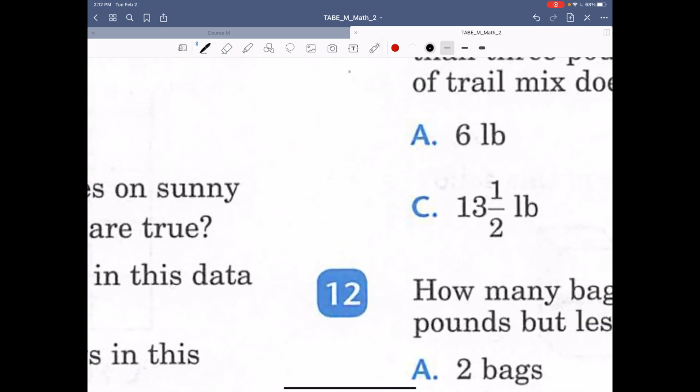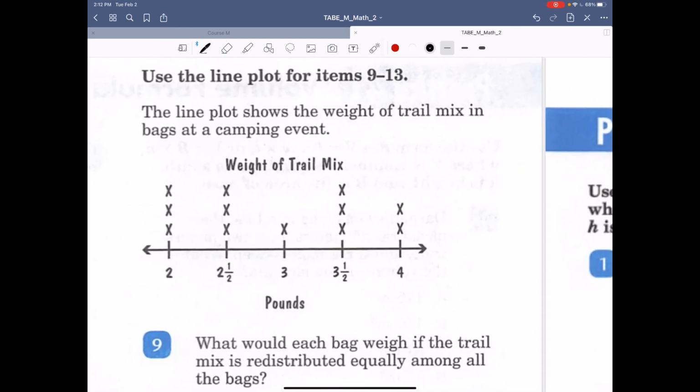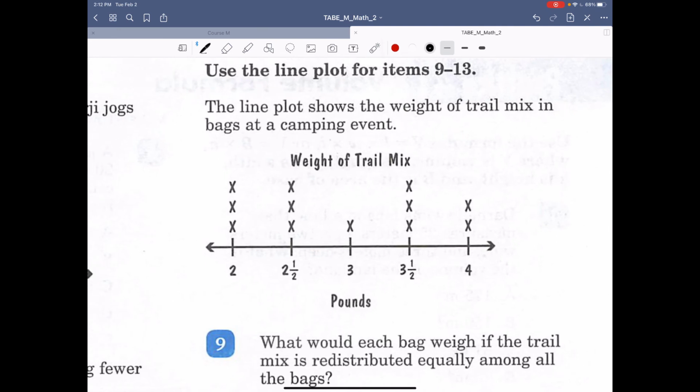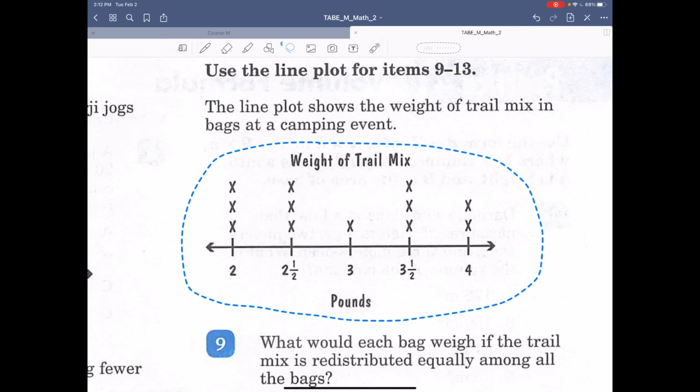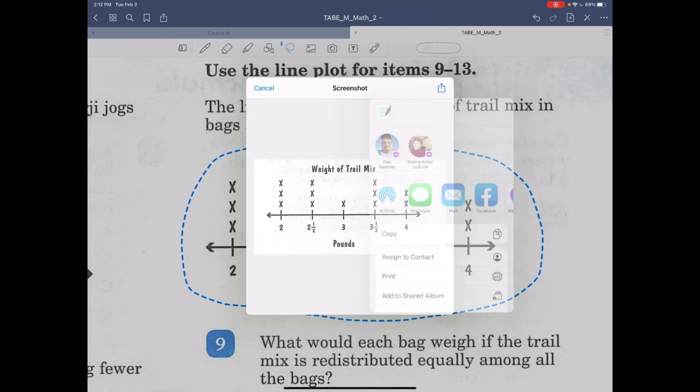Okay, number 9. The line plot shows the weight of trail mix in bags at a camping event. And I'm supposed to use this one to answer items 9 through 13.